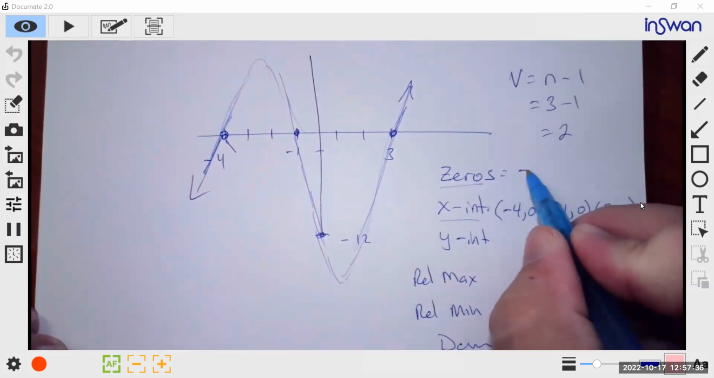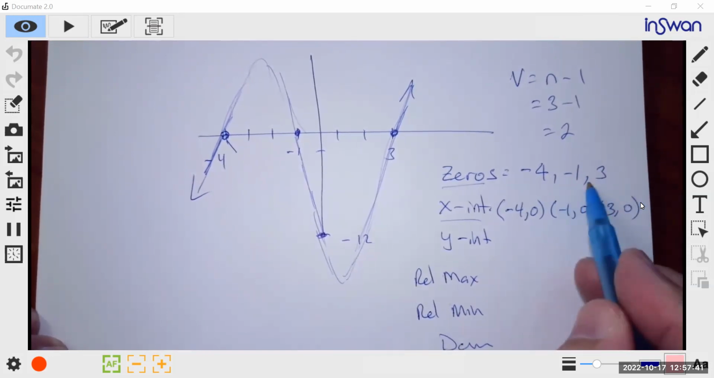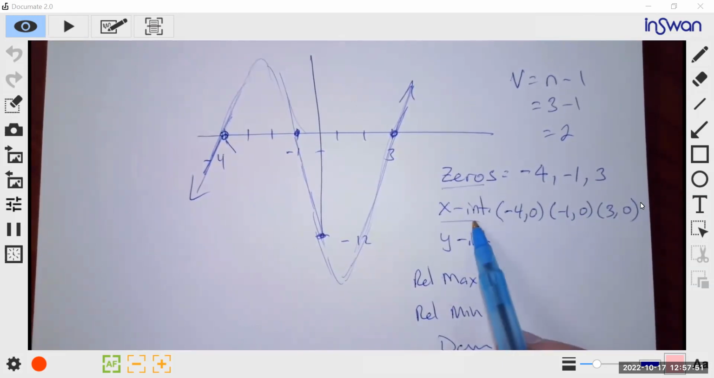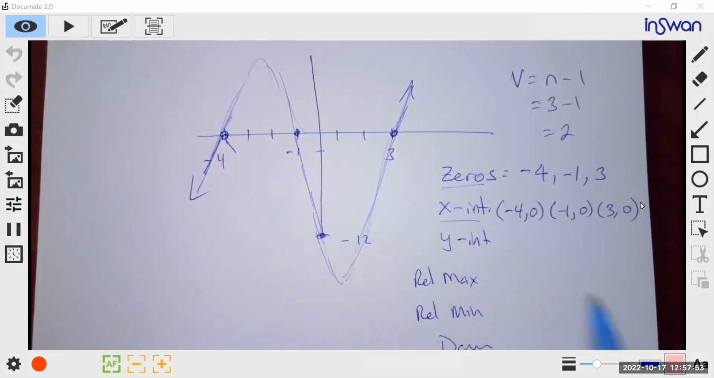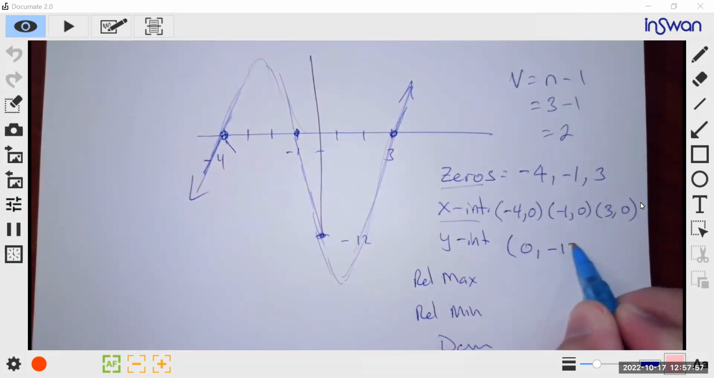Zeros are simply the numbers that, if I plug them into the equation, it's going to equal 0. So that's the difference. Zeros are just the numbers themselves that when I plug them in there, it gets 0. X-intercept is a solution. So the y-intercept is at 0, -12.